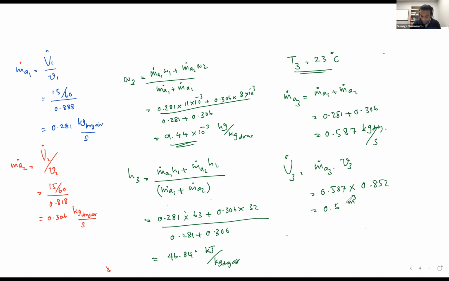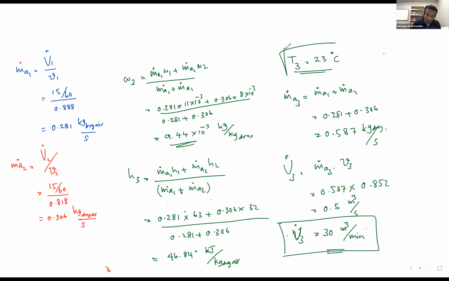0.5 cubic meters per, because this is in kilograms a second and this is in cubic meters a kilogram, so cubic meters a second. So if you need to multiply that by 60, times 60, you get 30 cubic meters per minute. That's it. So this is the solution for this question.